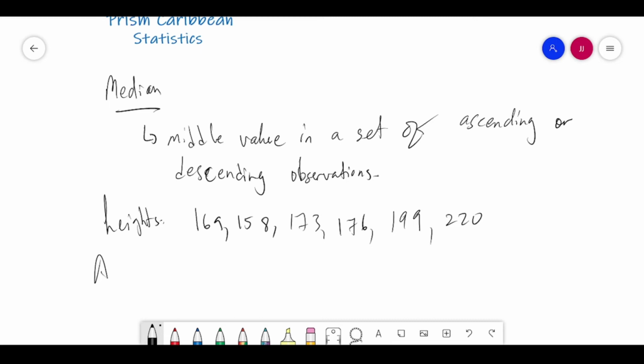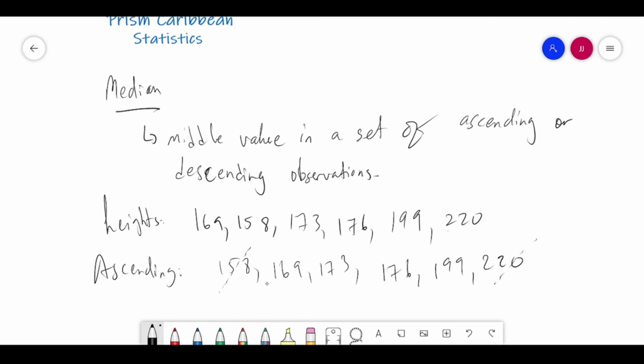Now let's say we want to have this in ascending order. The ascending order in this case will be 158, right? Then we have 169, 173, 176, 199, and 220. Right, that's 1, 2, 3, 4, 5, 6. So what we basically do to find the middle term is we start eliminating. We take out the first, we take out the last, then the second and the second to last value. Now we realize we have two values.